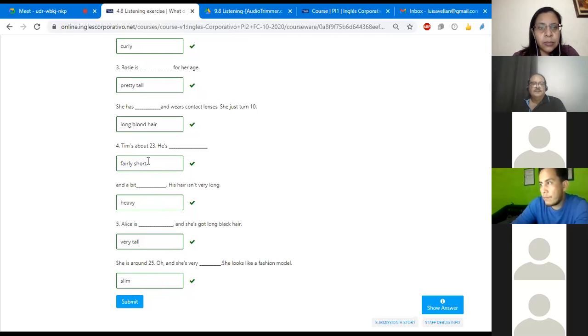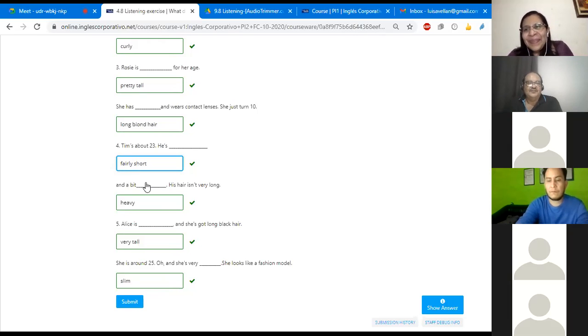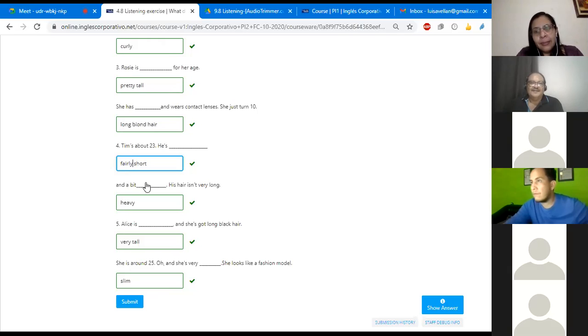Okay. So he's fairly short. Fairly, yes. So it means, you know, so-so, right? It's not really short, but it's not very short. I heard very short. Ah, okay. Now, fairly is another word. Fairly short, fairly tall, you know, kind of. Como algo alto, right? Algo bajo, right? But not very, exactly, not very short. Okay, good. All right, anybody else?